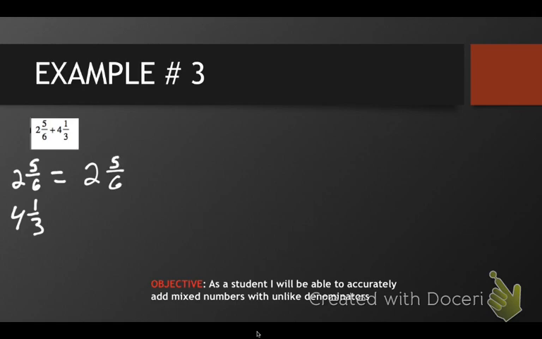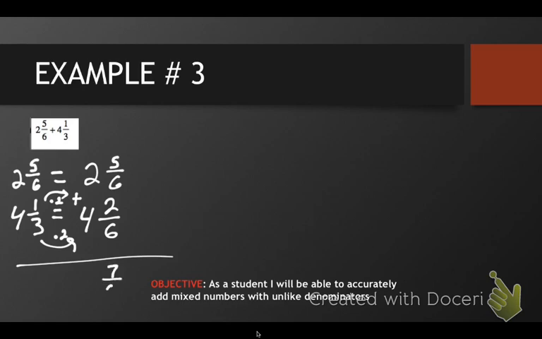We need to make sure we have our 5 over there. This one we did change. It's going to be 4 and something over 6. How does 3 become 6? Well, you multiply by 2. Do the same thing to the top. 1 times 2 is 2. Now we add. Okay, 2 and 5/6 plus 4 and 2/6 will give us 7 over 6, and 4 plus 2 is 6.